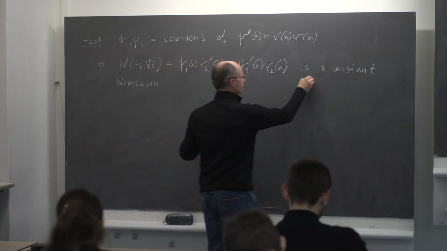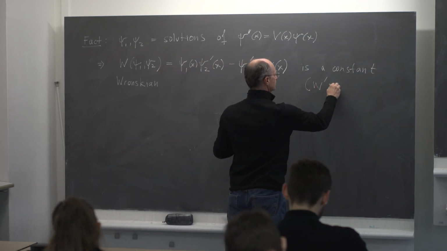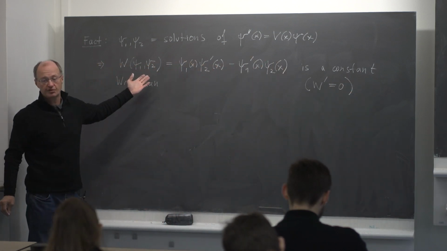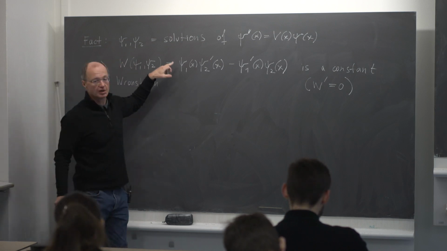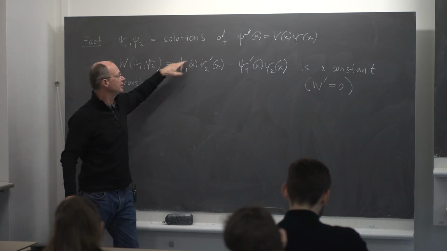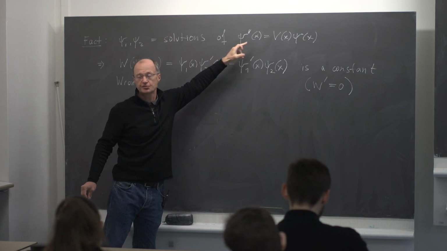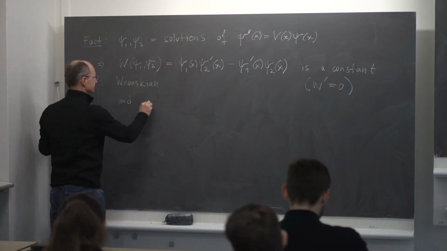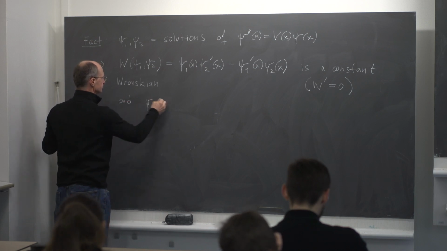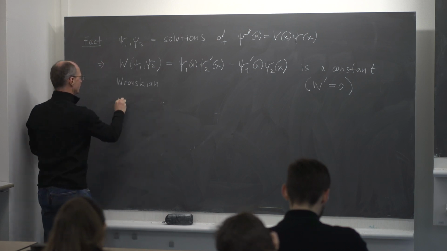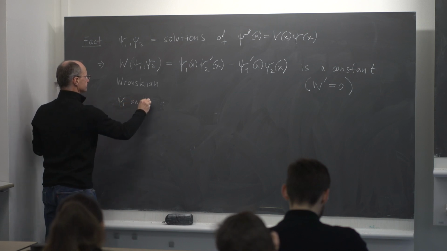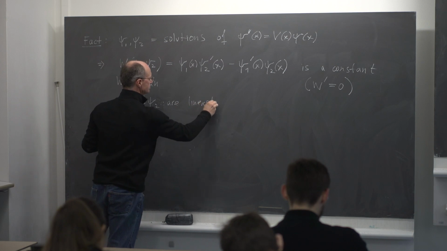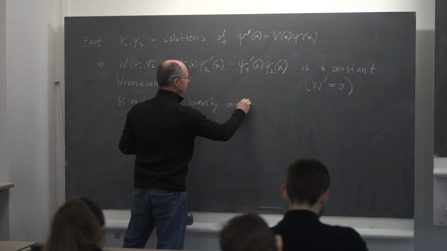And so in other words, its derivative is equal to 0. Of course, you can very easily check that by just taking the derivative of this expression and using the equation for psi1 and psi2. And if the constant is nonzero, then psi1 and psi2 are linearly independent.